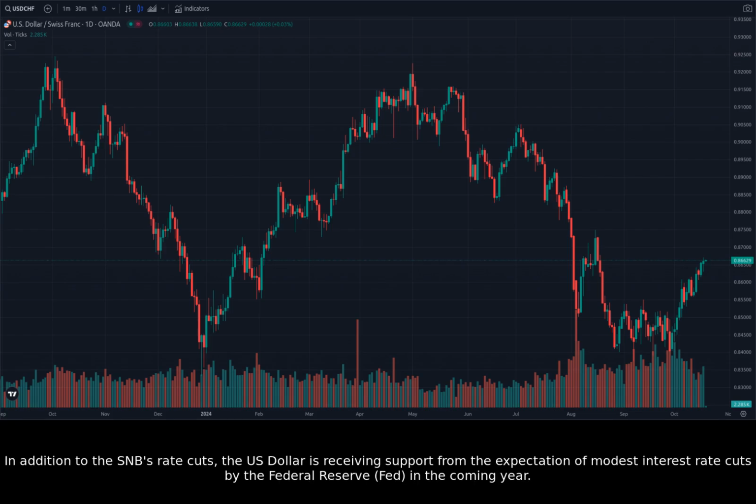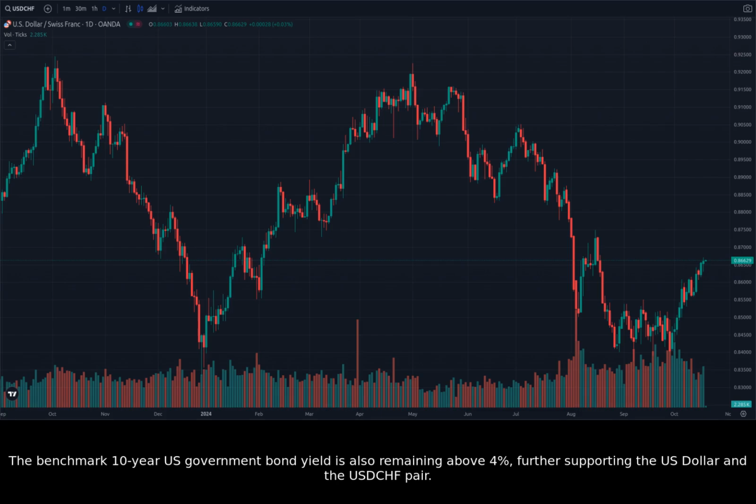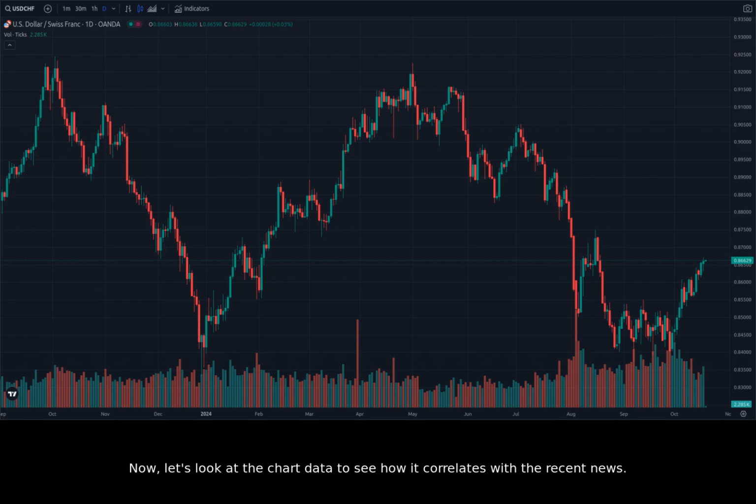In addition to the SNB's rate cuts, the US dollar is receiving support from the expectation of modest interest rate cuts by the Federal Reserve (Fed) in the coming year. The benchmark 10-year US government bond yield is also remaining above 4%, further supporting the US dollar and the USDCHF pair. Now, let's look at the chart data to see how it correlates with the recent news.